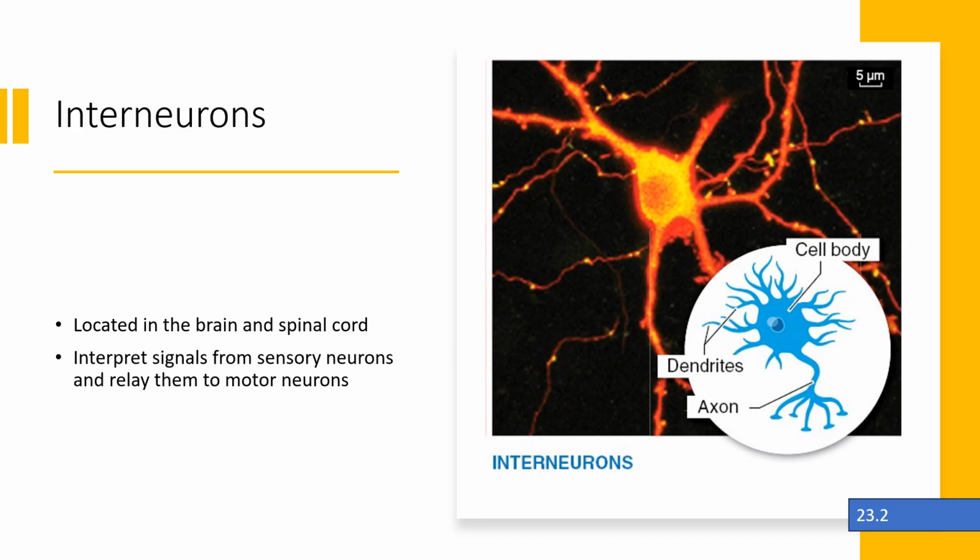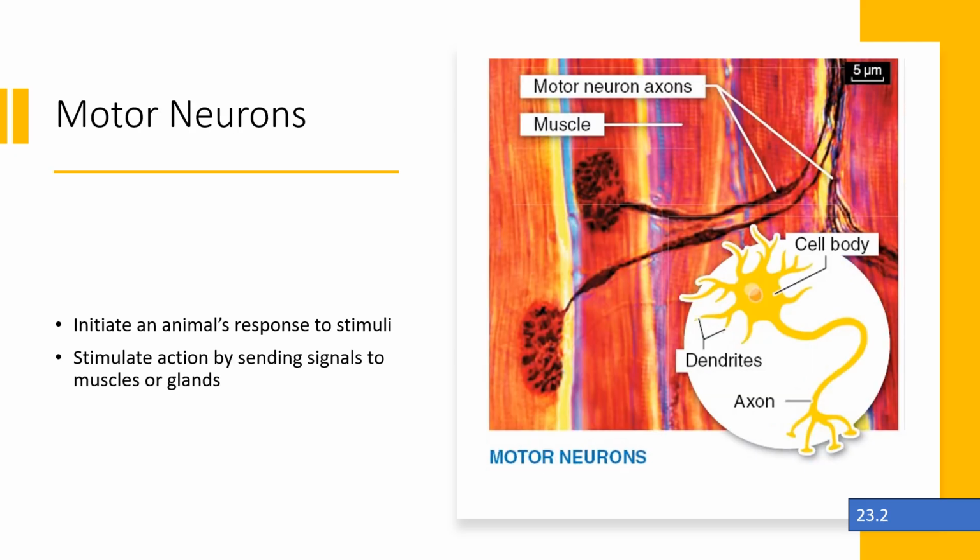The dendrites of the sensory neurons pick up the sensation and send an electrical signal through those nerves to the interneurons, taking the message to the brain to be interpreted. After it is interpreted and the brain decides how to respond, the signal is sent to the motor neurons, which initiate a response to the stimulus.